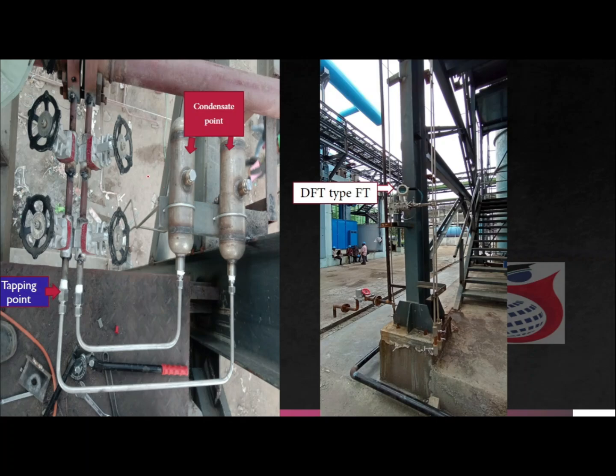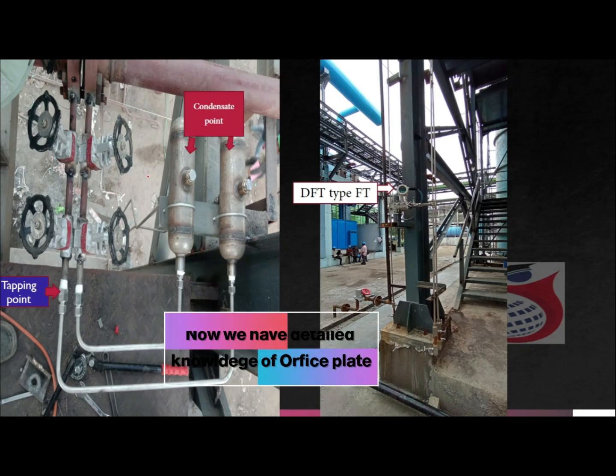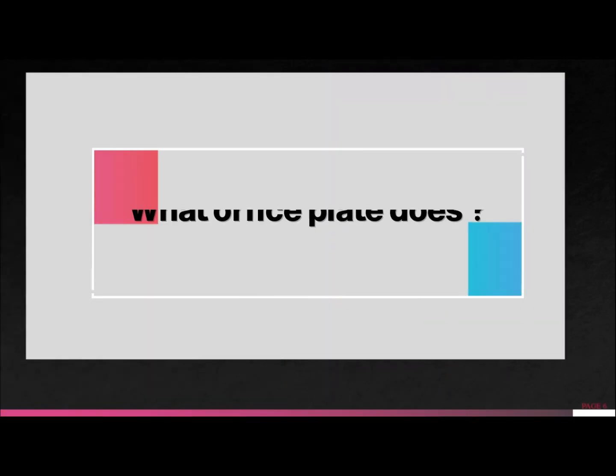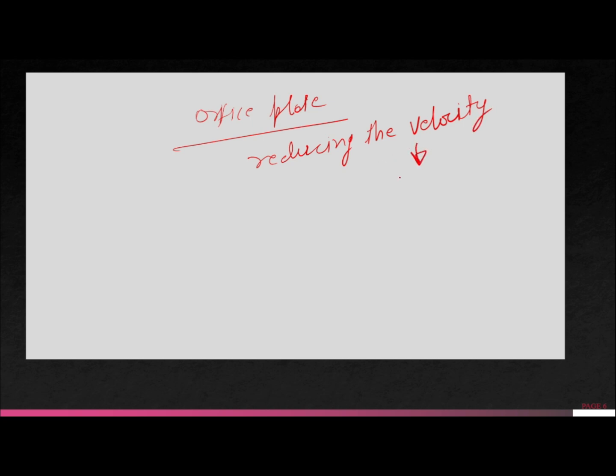So now we have detailed knowledge of workpiece plate. What is the workpiece plate doing? It is reducing the velocity. With this reduced velocity, we are generating delta P. With this delta P, we are measuring the flow. Now types of workpiece plate. Second topic of this training session.